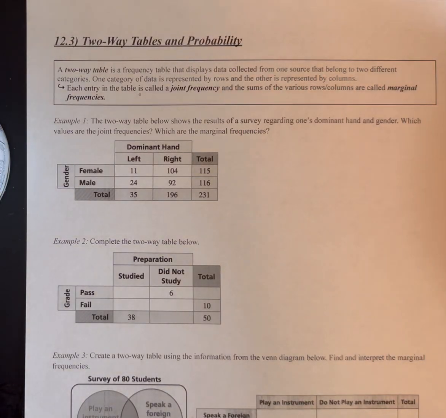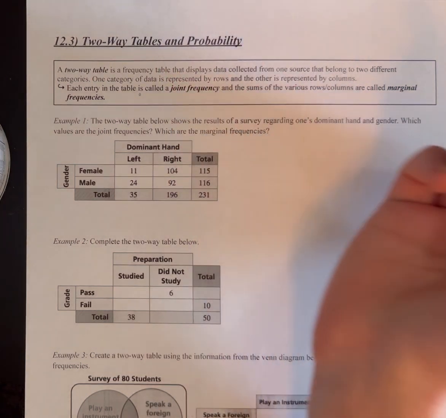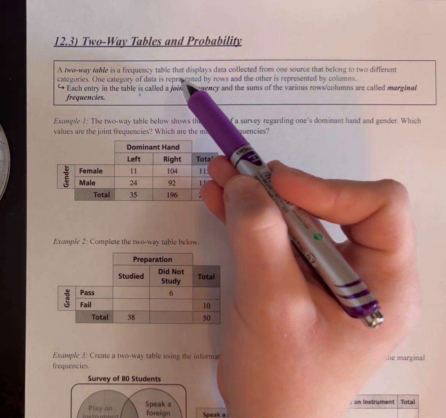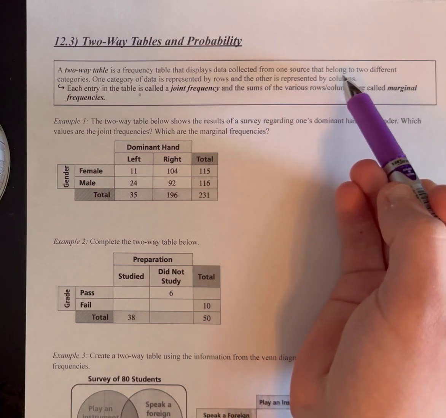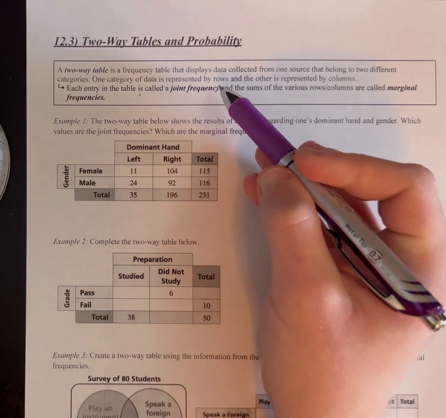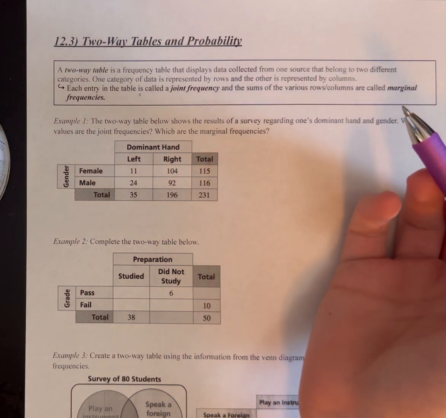All right, hello everyone. Welcome back to the next probability lesson. This one's all about two-way tables. So just reading the definition here, a two-way table is a frequency table that displays data collected from one source that belong to two different categories. One category of data is represented by rows, the others are represented by columns.